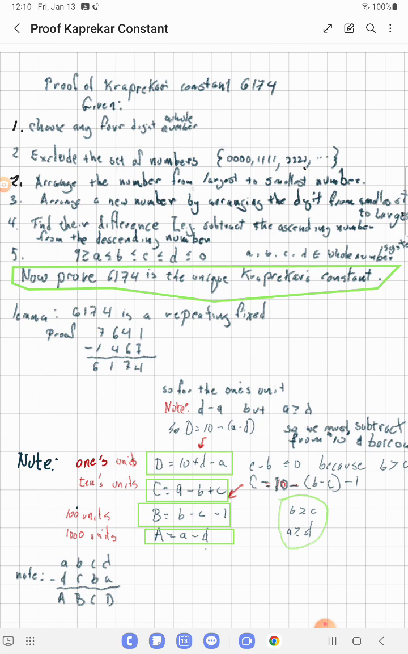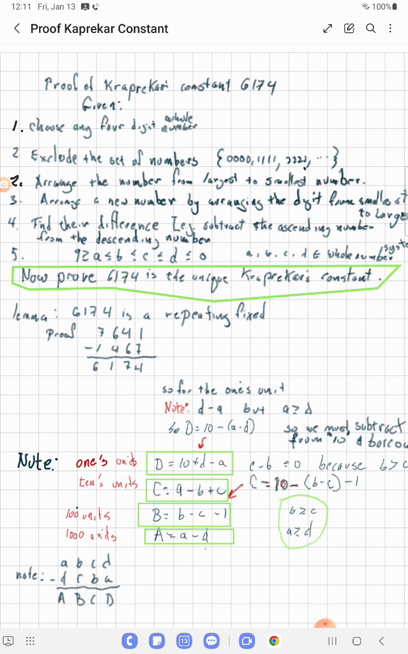Then we arrange the number from largest to smallest, okay? And then we take the same number and reverse it: one from largest to smallest, and the other from smallest to largest. And then we subtract them, and we do it in such a way that we'll finally come to a fixed point, a number, which is 6174.